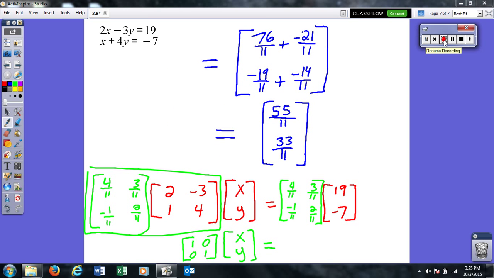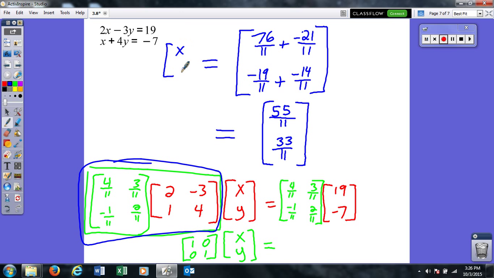So when you multiply those together, then you should get in blue up top here, 76/11 plus -21/11 and -19/11 plus -14/11. Add those fractions together and we get 55/11 and 33/11. Let's jump back to the left side. So again, when we multiplied these in the green and now also blue box, we get the identity matrix. Well, the identity times xy is really just xy.